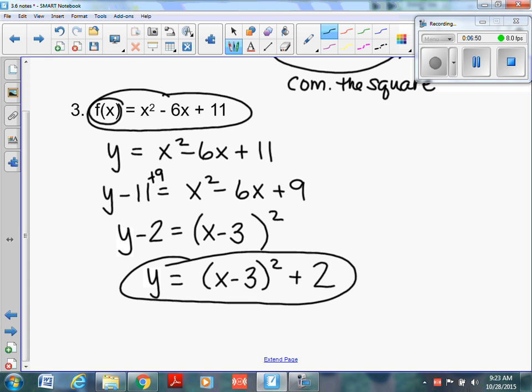Do I know what my vertex looks like on my parabola? Yes. My vertex is at positive 3 and positive 2. It's really easy to graph it now by putting it into vertex form.